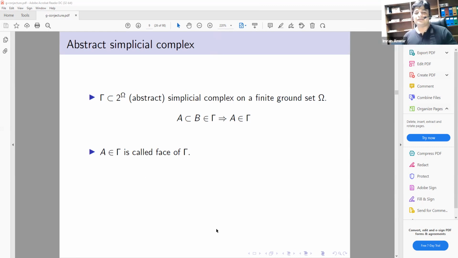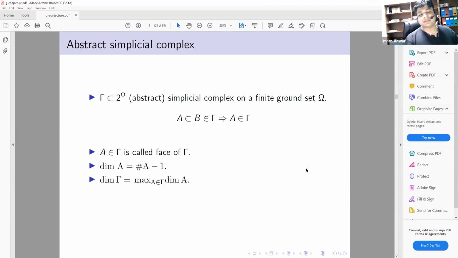So just like we defined the same dictionary in this particular case, a member of gamma we call a face. And similarly, the dimension in this case, because we are in set theory, is based on the cardinality of that particular set minus one. This is the same definition you had seen in the geometry. And the dimension of the simplicial complex is the maximum of the dimensions of its faces.